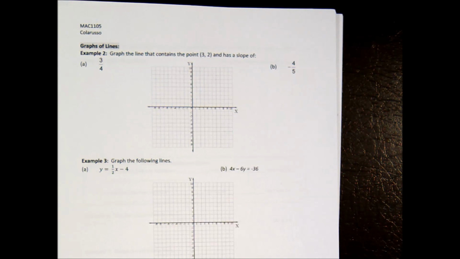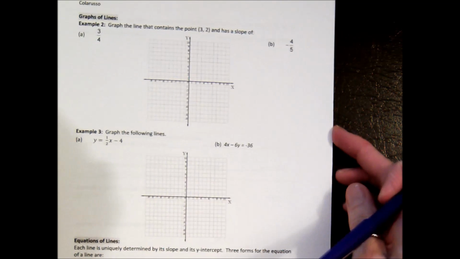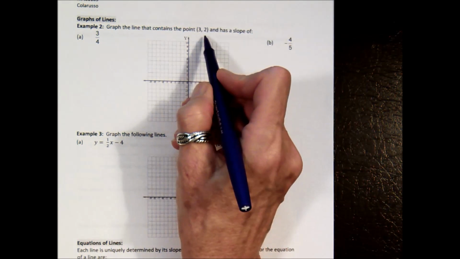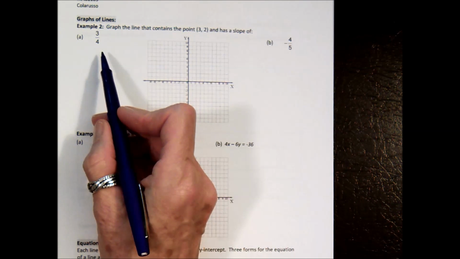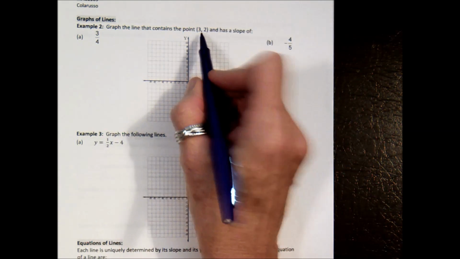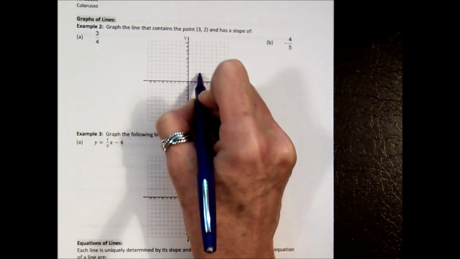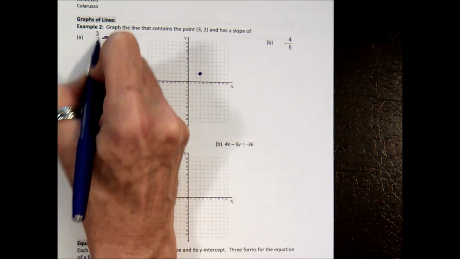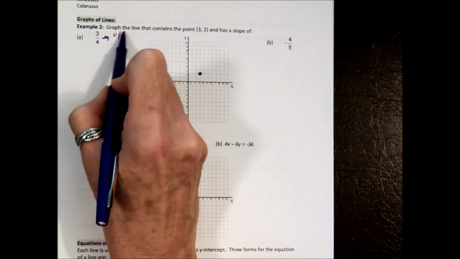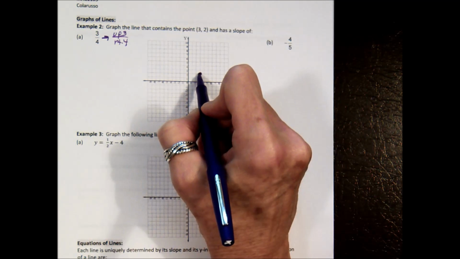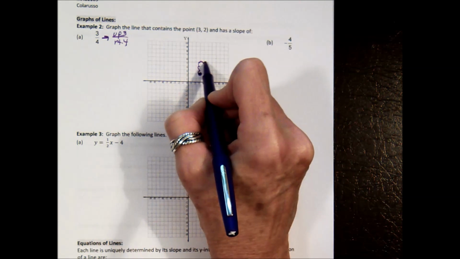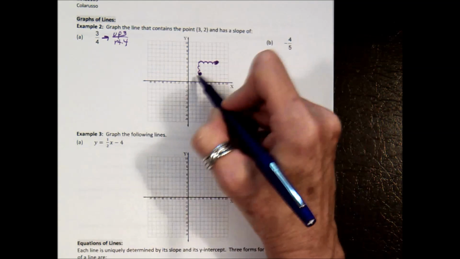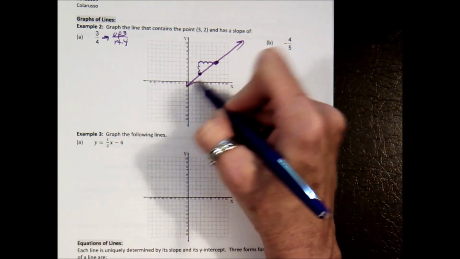And let's look at the next page. And we're going to do some graphing. It says graph the line that contains the point 3, 2 and has a slope of 3/4. So the first thing we do is we plot the point. The point 3, 2 is right here. Having a slope of 3/4, since those are both positive, that means up 3 and right 4 from our original point. So we go up 1, 2, 3, right 1, 2, 3, 4. There's my second point, and there is the line.